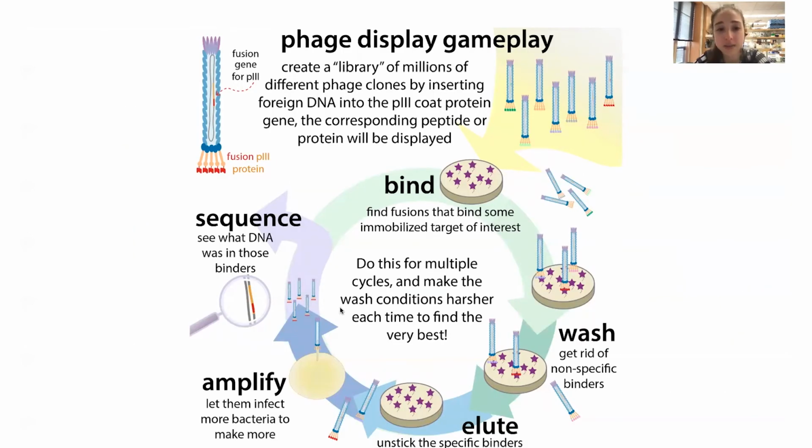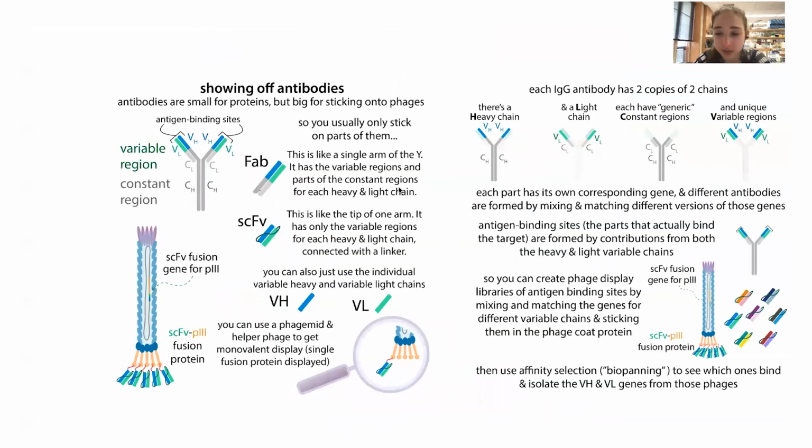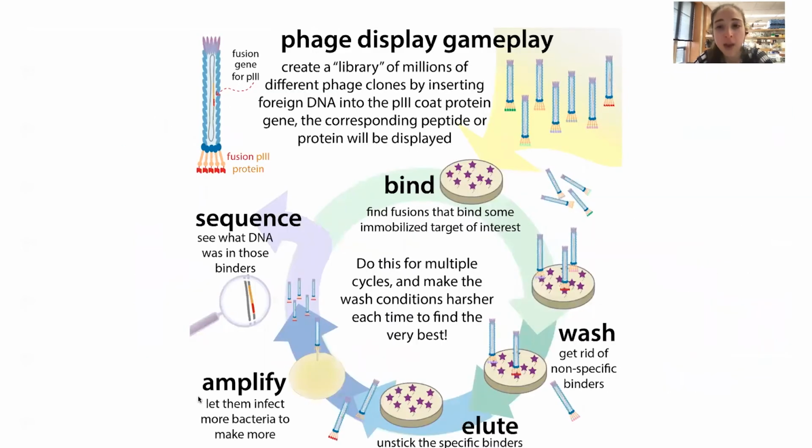You can then make a library of millions of different phage clones, each expressing a different antibody. You can mix and match all of those different constant regions and all of those different variable regions to find combinations that are going to match. When you do this, you let these phages infect bacteria and make lots of the phages.